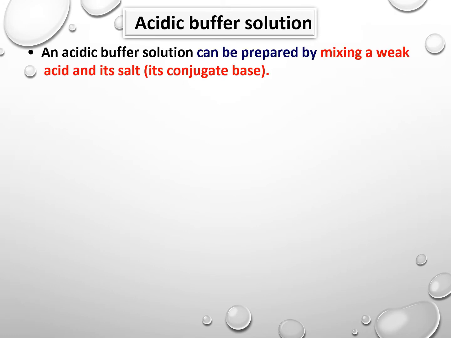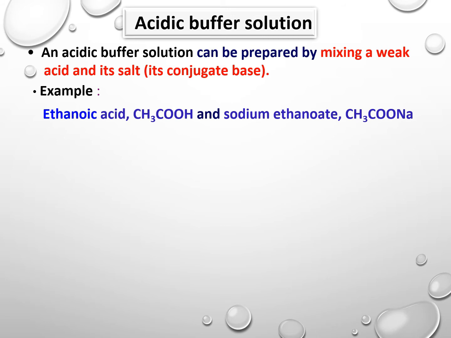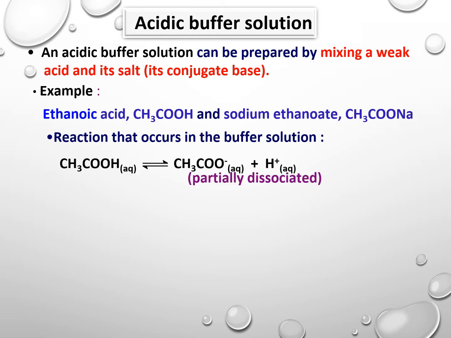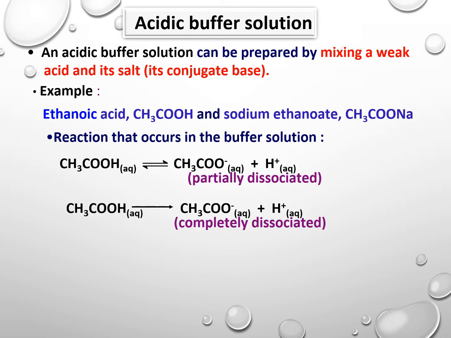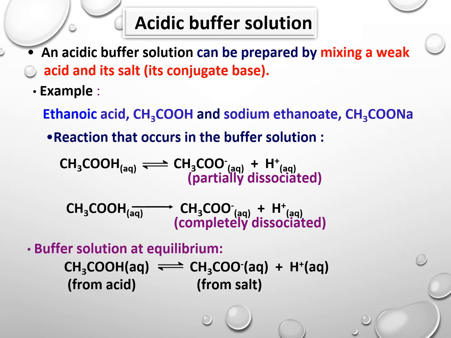An acidic buffer solution can be prepared by mixing a weak acid and its salt or the conjugate base. For example, ethanoic acid and sodium ethanoate. The reaction that occurs in the buffer solution is the partial dissociation of the weak acid ethanoic acid to form ethanoate ions and hydrogen ions, and also the complete dissociation of the conjugate base sodium ethanoate to form ethanoate ions and sodium ions. Therefore, there will be an equilibrium in the buffer solution that exists between the weak acid ethanoic acid, the conjugate base ethanoate ions, and hydrogen ions.